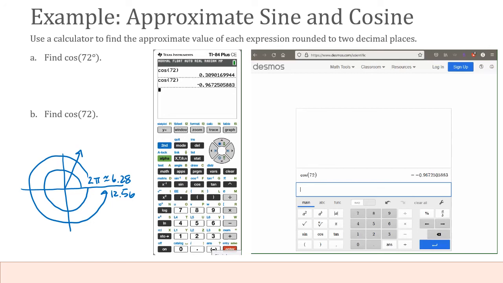Whichever calculator you decide to use, make sure that you learn the steps and that you don't take anything for granted that you know. Practice is always the key.